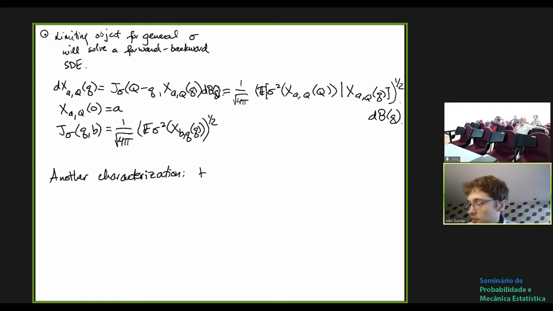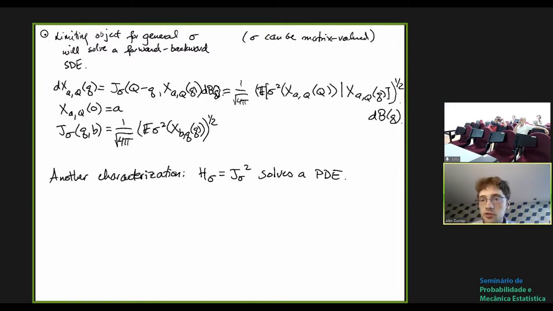Another characterization which is useful is that if we define H sub sigma to be J sub sigma squared, this solves a PDE. At this point, let me emphasize that sigma can be matrix valued, so this works for general M. Then this square root is the matrix square root, the unique positive semi-definite matrix square root. So the square of this diffusivity actually solves a PDE.